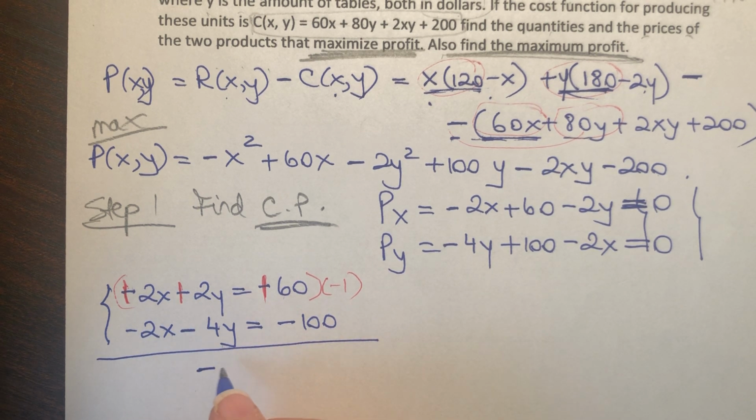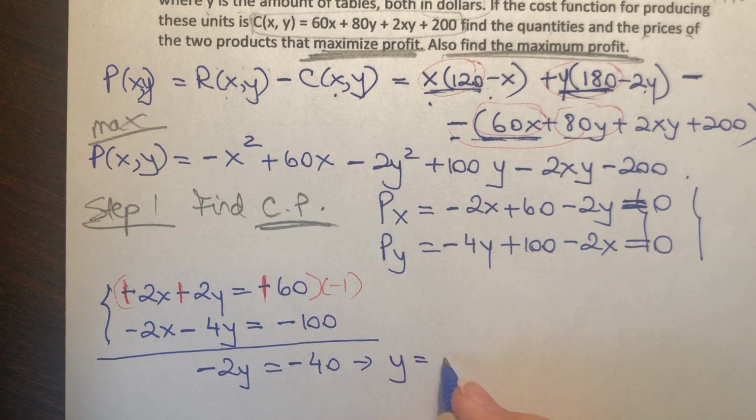2y minus 4y is negative 2y. And 60 minus 100 is negative 40, right? So that easily makes y equal to 20. Yes.